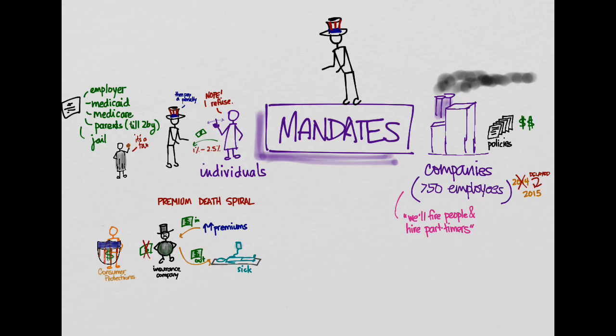Okay. This video looked at the mandates where you were required to buy insurance or you had to pay a penalty to the government. Now let's look at cash flow going the other way, where the government is paying out the subsidies. We'll check that out in the next video.